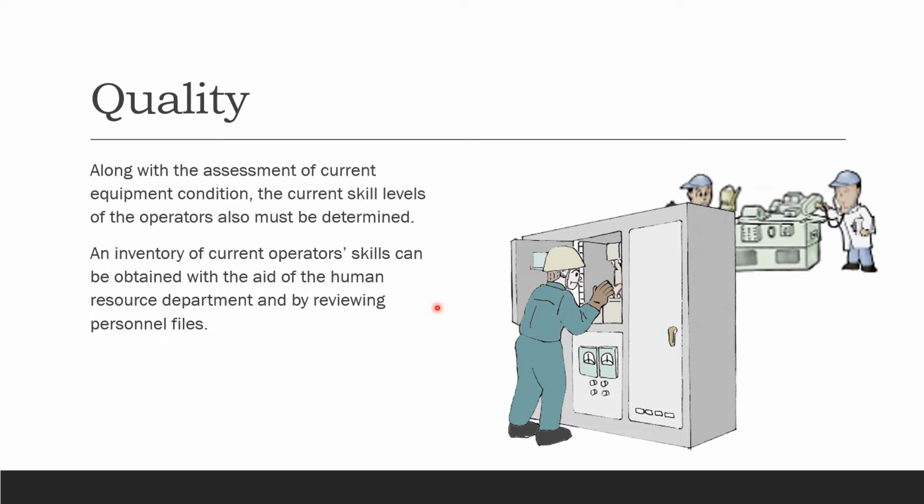Quality. Along with the assessment of current equipment condition, the current skill levels of the operators also must be determined. An inventory of current operators' skills can be obtained with the aid of the Human Resource Department and by reviewing personal files. It's telling you that not only the equipment condition, we are actually looking at the skill level of the operators, and we determine that skill level. We use human resources. We also review their personal files so that we can have an inventory of the current operator skills.